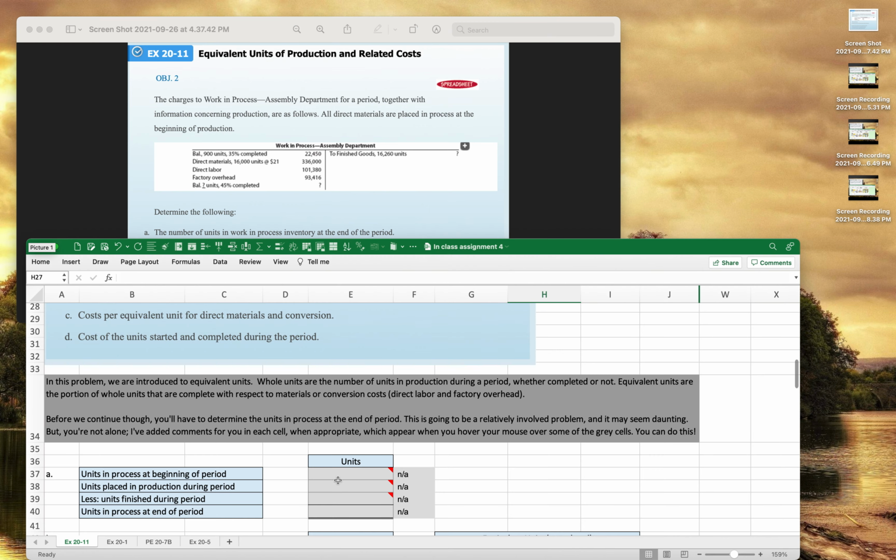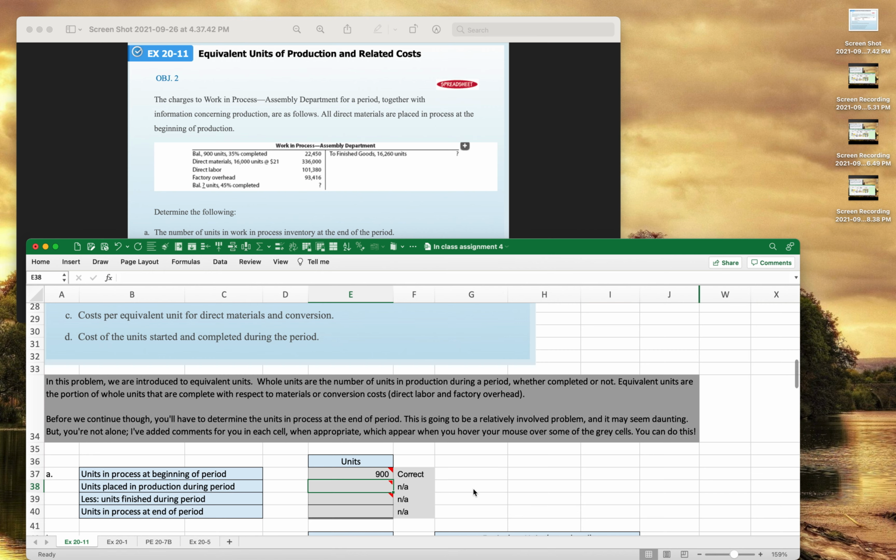So I want you to take a look at your template and click on part A, units in process at the beginning of period. They actually tell us that there are 900 units that were unfinished in the last period, so they become the beginning balance this period. And in part A, all we need to do is determine the number of units. I just want you to forget about the cost associated with any of this stuff. Just worry about units in part A.